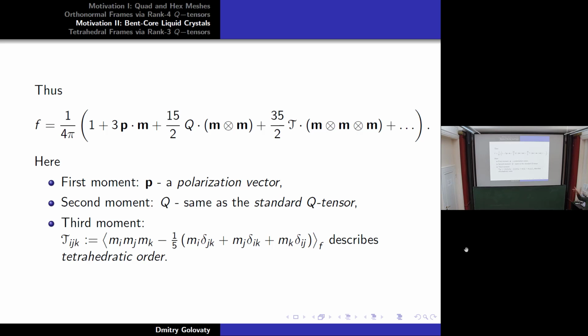meaning that this is precisely what you want to consider in this case, that you are filling the space with tetrahedra, and that is described by the third moment tensor.